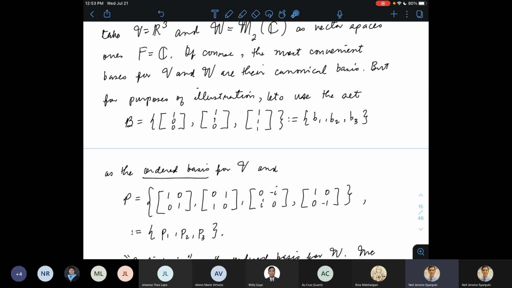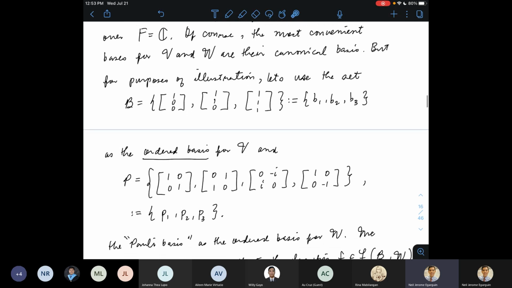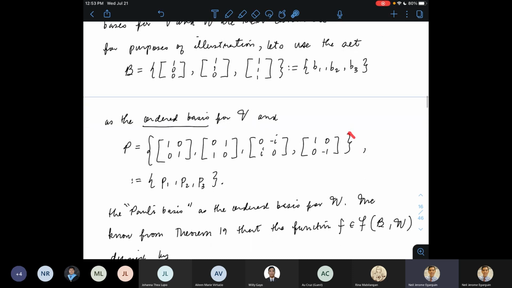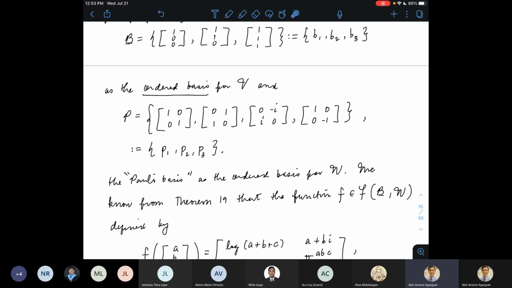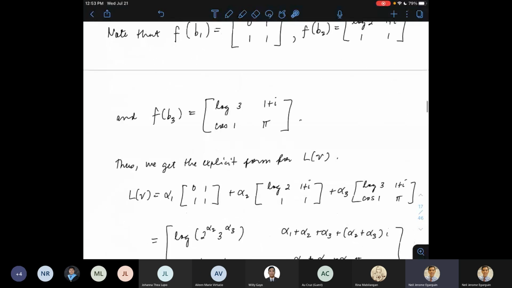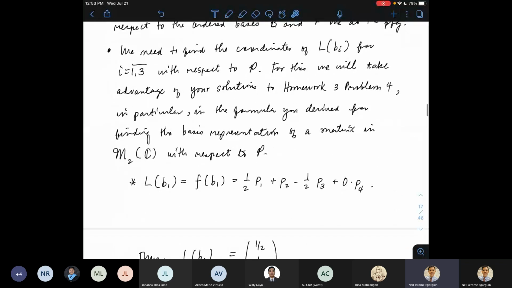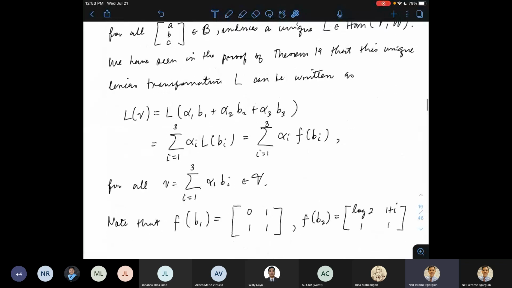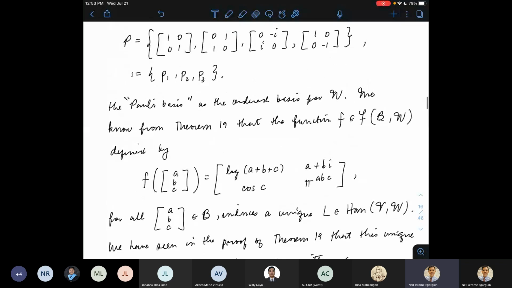And then I'll choose the ordered basis P for the codomain. This is the poly basis, which is what you encountered in one of the homeworks. It is a basis for M2C. All right. Then let's call their elements P1, P2, P3. Dapat may P4. Hold on. Did I use it below? Yeah, we're missing one. There should be a P4 there. Okay. Great.